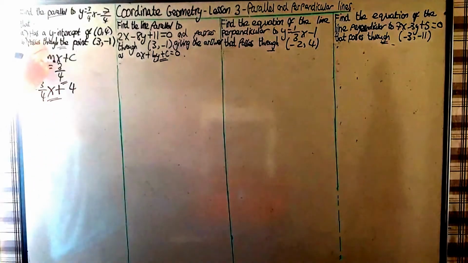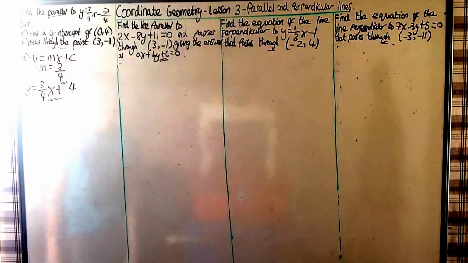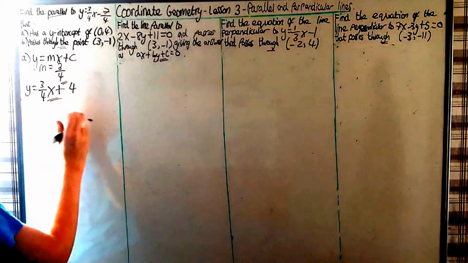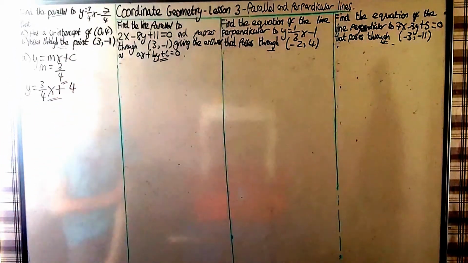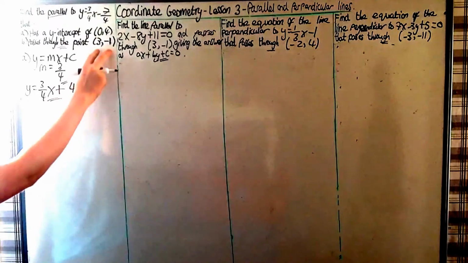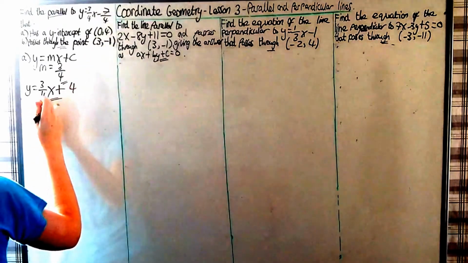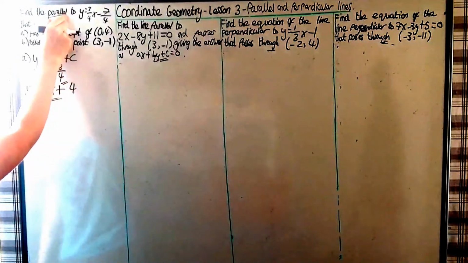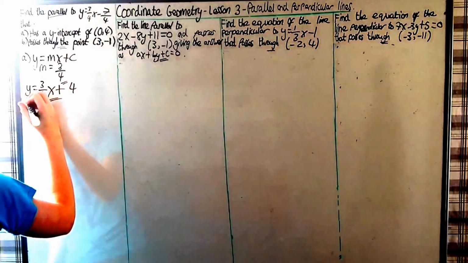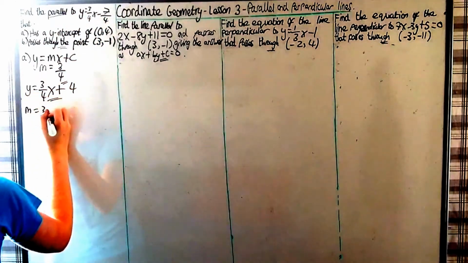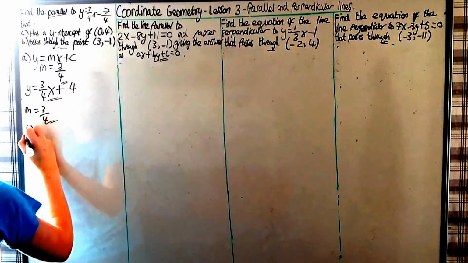Now let's move on to the second one, where it says that it passes through the point (3, -1). Now this is more difficult because we're given coordinates. So, (3, -1). Again, the gradient's going to be the same. It's still parallel to this. So we're still going to have an m value of 3/4. Okay? This is for part B.